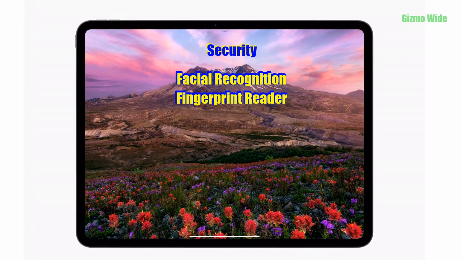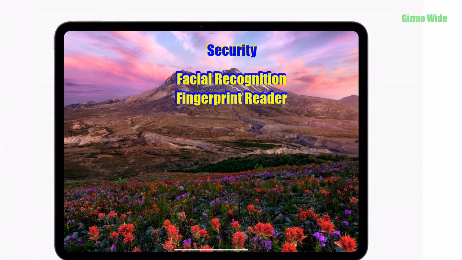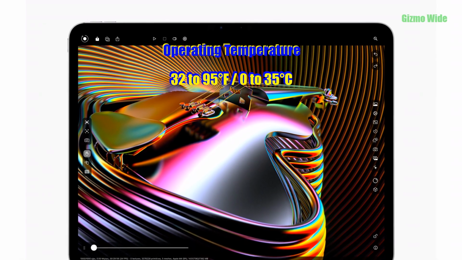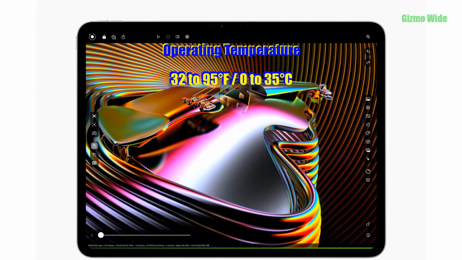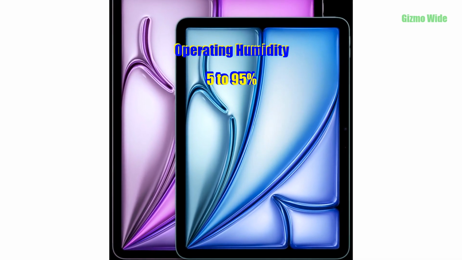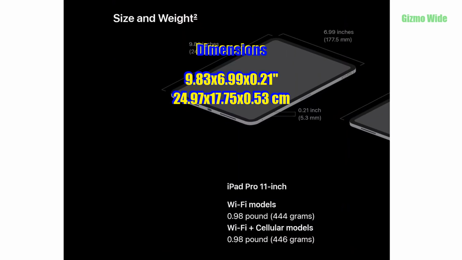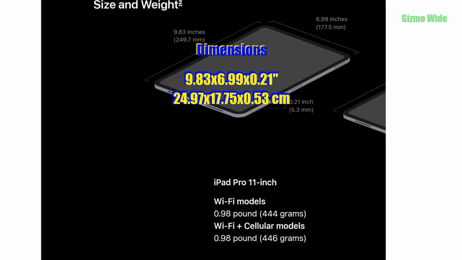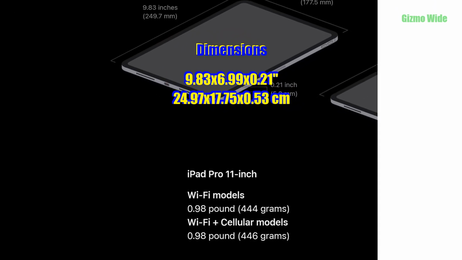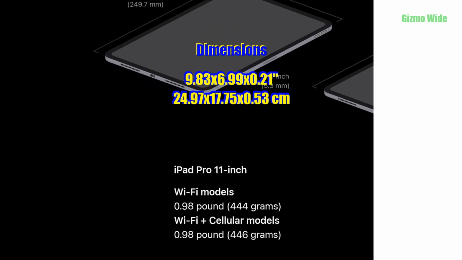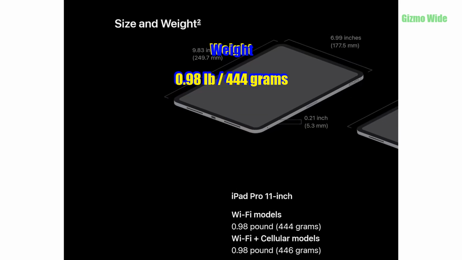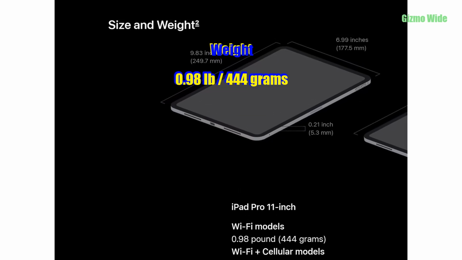The iPad Pro's security includes facial recognition and fingerprint reader. Its operating temperature is 32 to 95 degrees Fahrenheit, 0 to 35 degrees Celsius. Its operating humidity is 5 to 95%. The iPad Pro's dimensions is 9.83 by 6.99 by 0.21 inches or 24.97 by 17.75 by 0.53 centimeters. Its weight is 0.98 pounds or 444 grams.